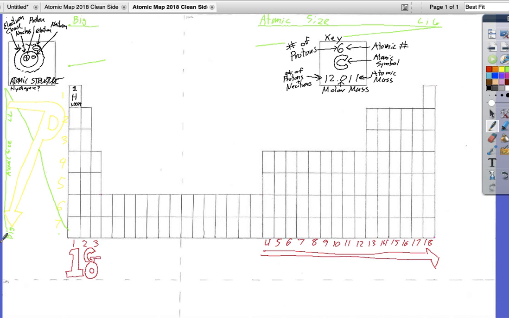Hydrogen. Atomic number? 1. How many protons? 1. What's its atomic mass? 1.007. How do we find out the number of neutrons? Atomic mass minus atomic number. So do it: 1.007 minus 1. What's left over? 0.007. So this thing that we made doesn't exist in nature very often.